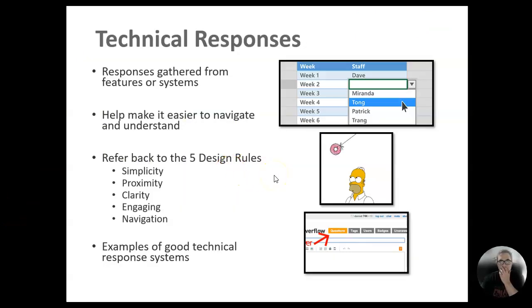So yeah, and these are responses gathered from features or systems, and they help make it easier to navigate and understand digital systems or user interfaces a lot of times. And we'll talk about the 5 different types of design rules, which is when you're designing something or creating a visual using a technical system, you want to make sure it's simple. You got to keep in mind the proximity of things, make sure they're laid out properly, the clarity of it, also to make sure things are engaging as well, so the user keeps coming back a lot of times. Things need to be clear, and then also navigation, right? It's got to be easy to navigate and go through there. But we'll go into detail a little bit more.